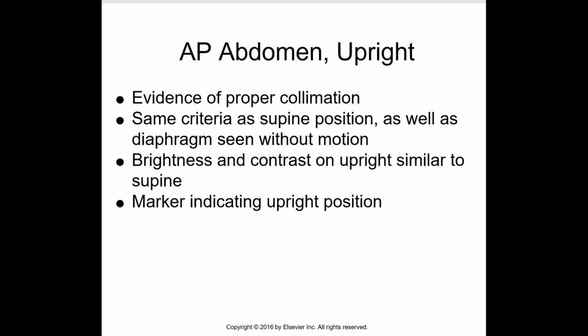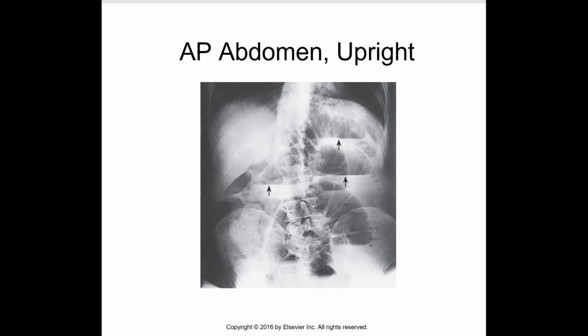For the AP abdomen upright, evidence of proper collimation is the same criteria as the supine position, as well as seeing the diaphragm without motion. Brightness and contrast on upright are similar to the supine position, with a marker indicating the upright.